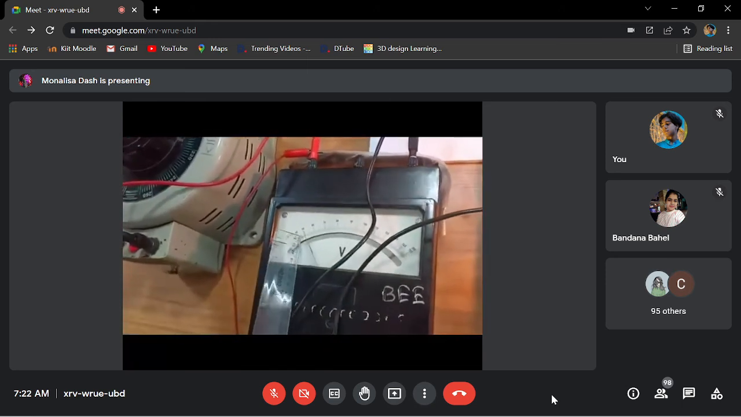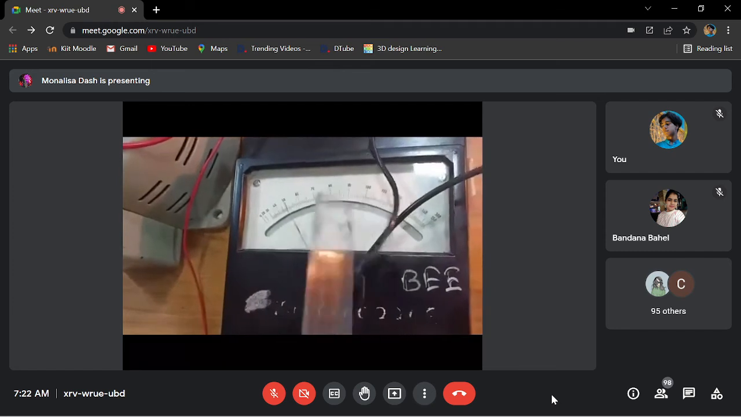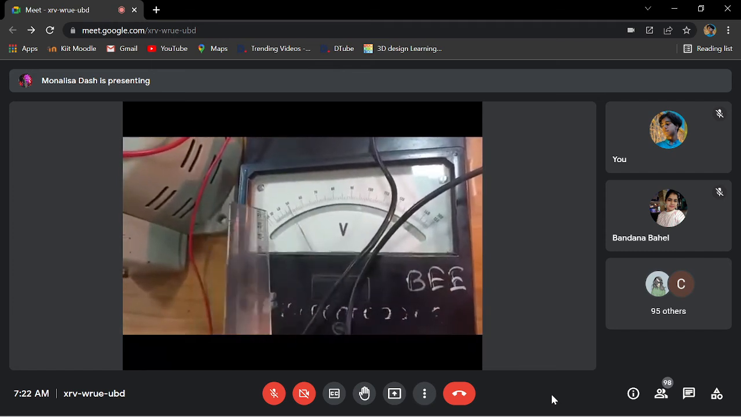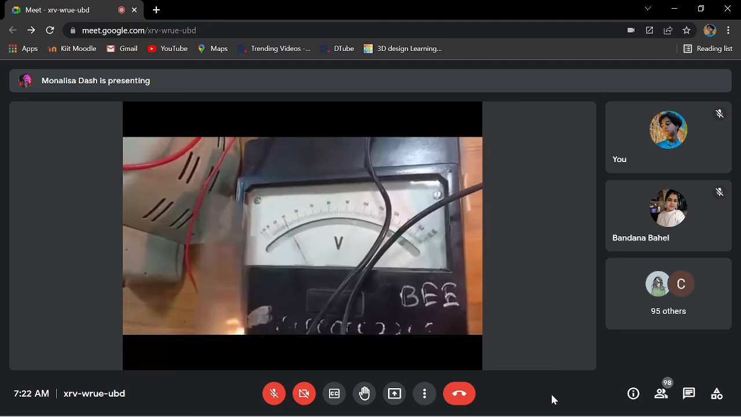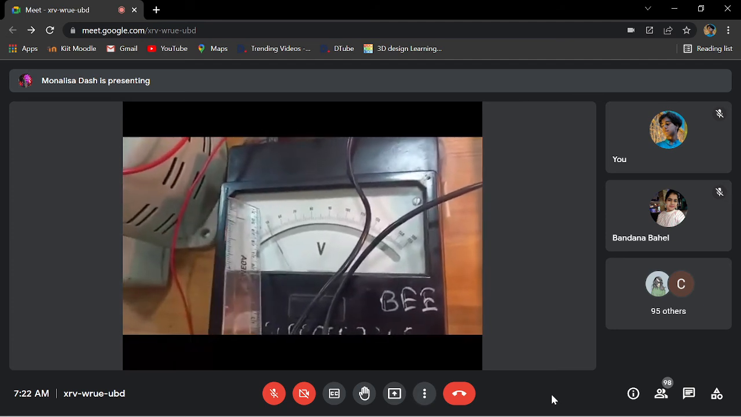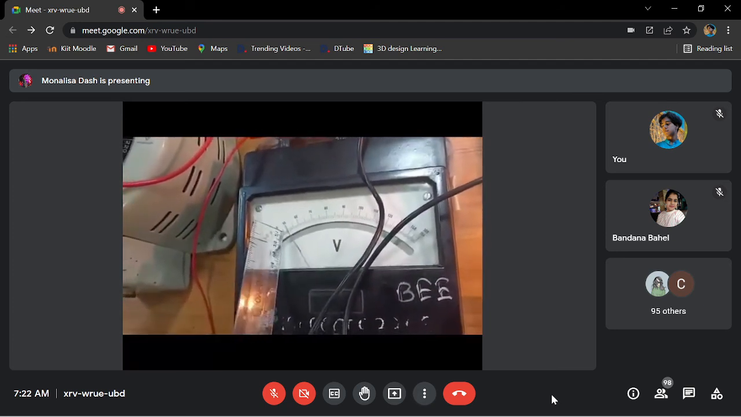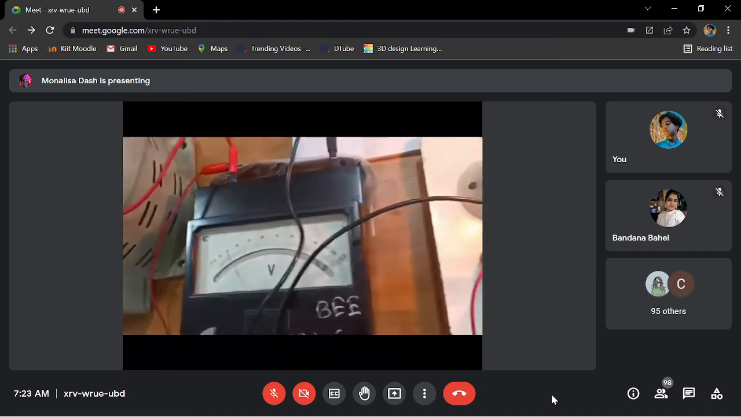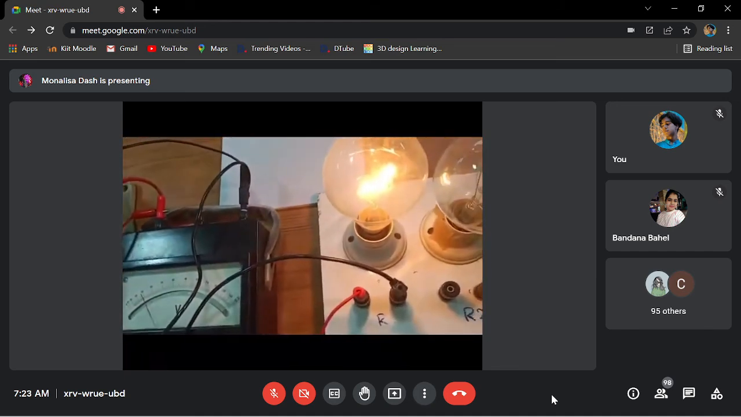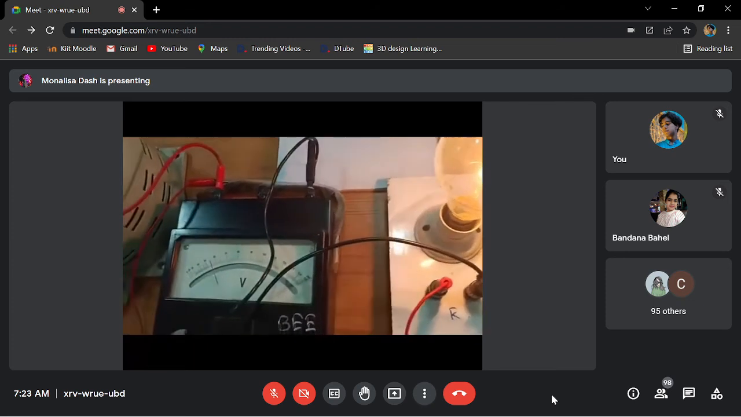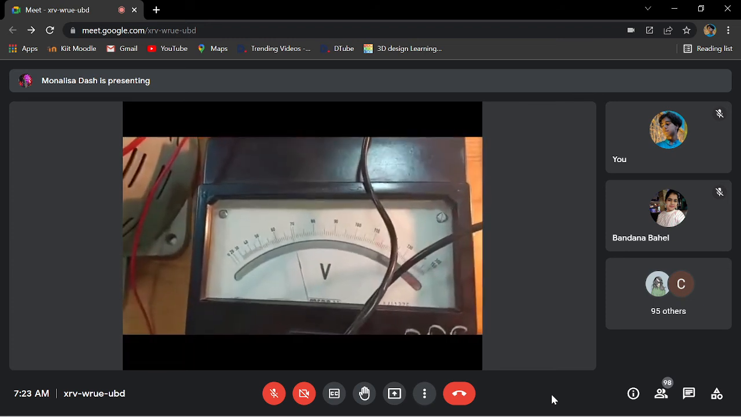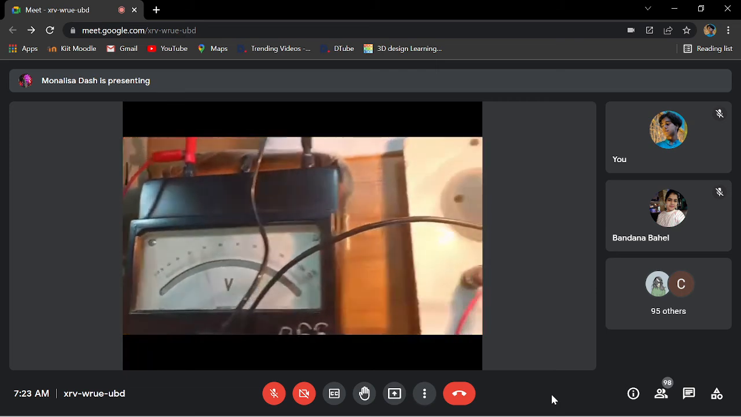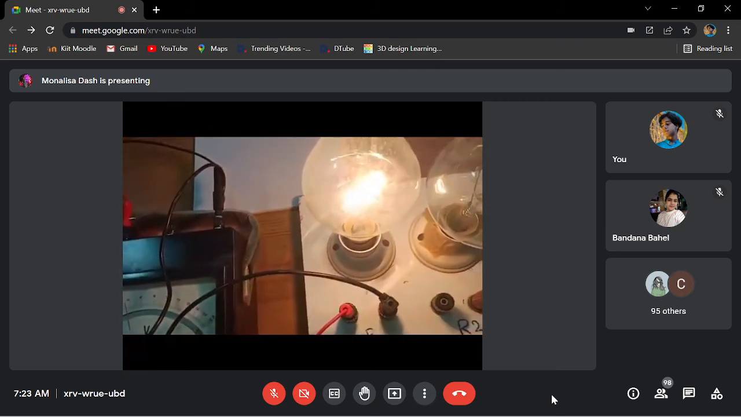The value showing here is for your lower scale, that is 0 to 150, but for the upper scale it is just double. That means in place of 50, we have to take 100 volt. In 100 volt supply given, the lamp will be glowing this much. And if I increase to 70, that means it is 140 volt, and the lamp glows slightly higher than the previous one.